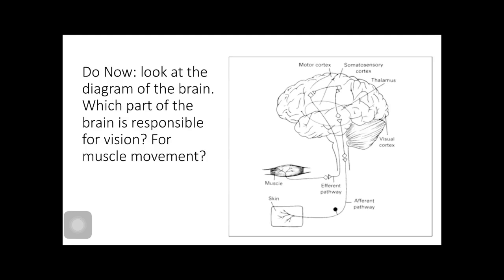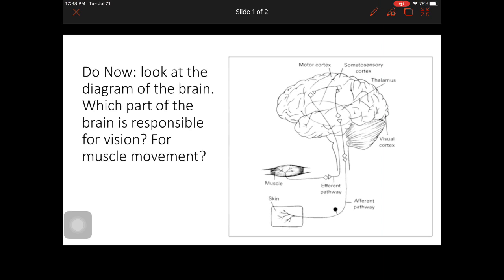Take a close look at this diagram of the brain. Which part is responsible for vision? So you might be directed toward the back of the brain where you see the visual cortex. That's the part responsible for vision.